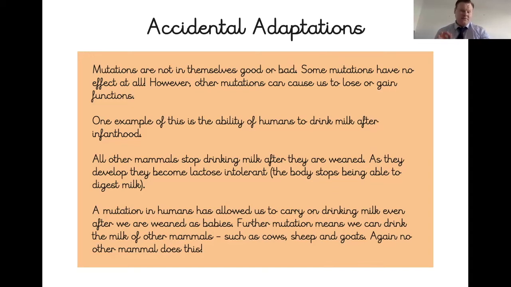Now, a mutation, a change in humans has allowed us to carry on drinking milk even after we are weaned as babies. So we don't have to have black tea or black coffee for the rest of our lives. And further mutation means that we can drink the milk of other mammals, such as cows, sheep, goats. Again, no other mammal does this. We do.